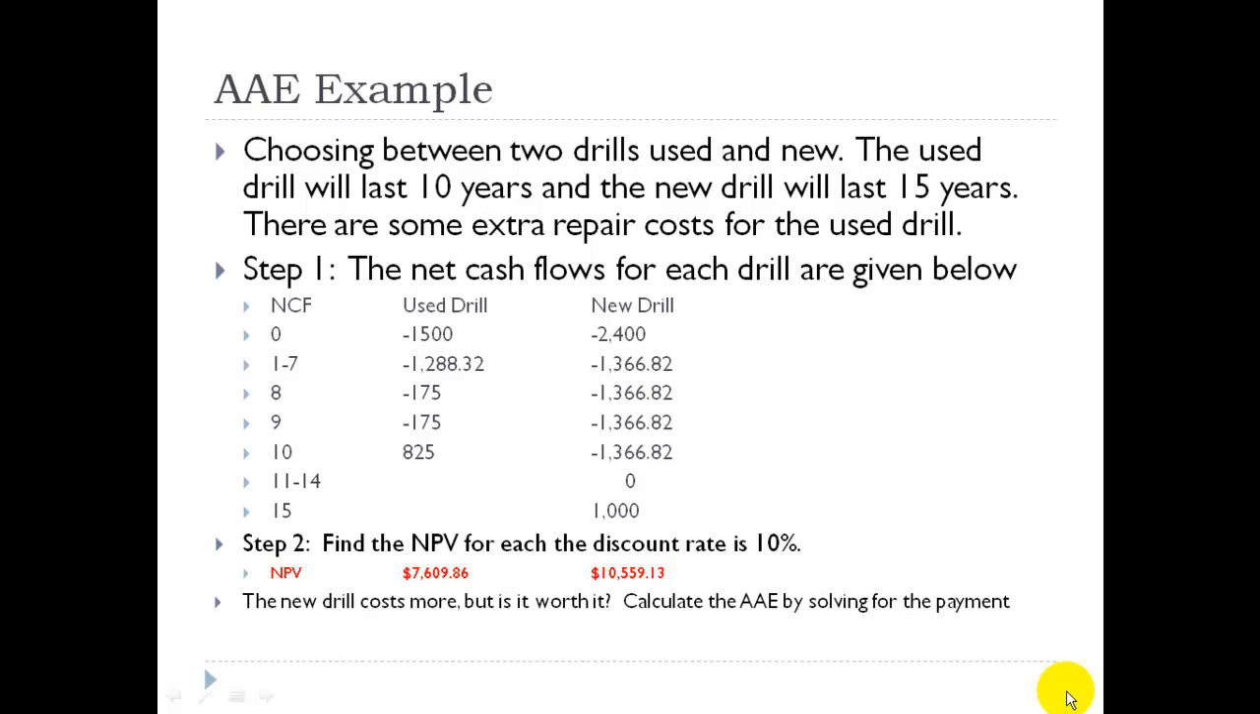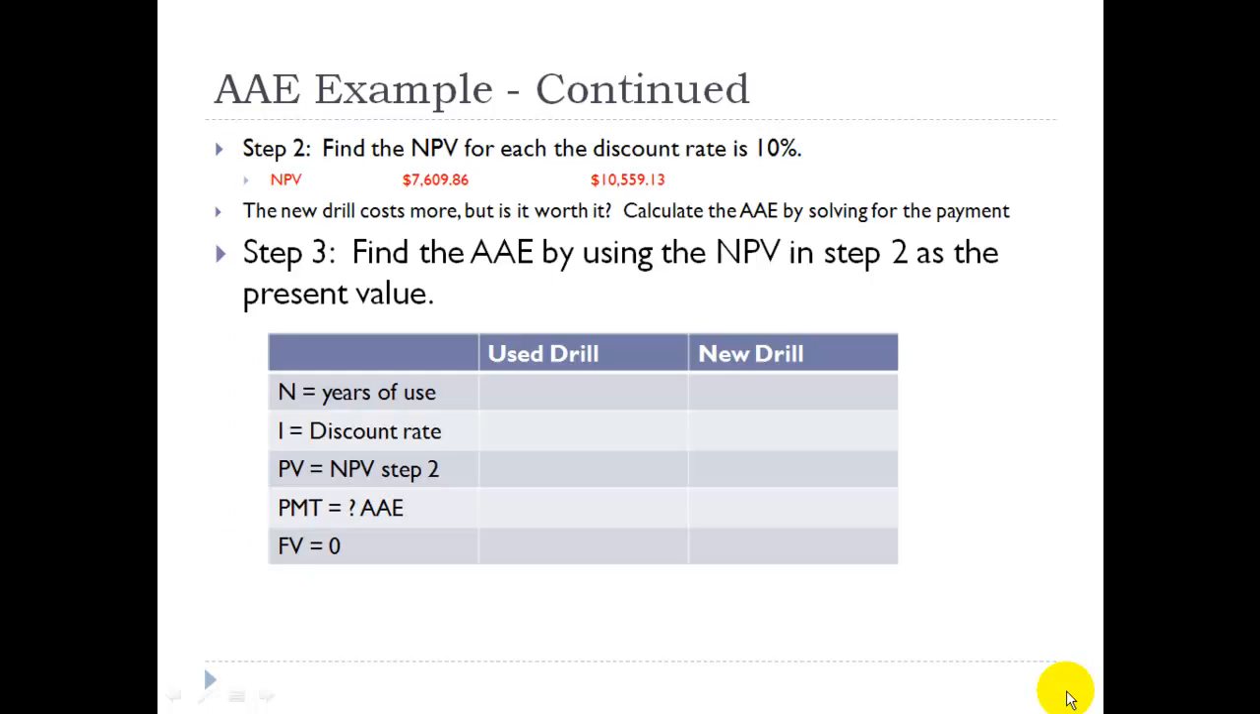And so we are going to calculate the annual annuity equivalent by solving for the payment. So we have our net present value, which is the present value, and so we need to find the annual annuity equivalent by solving here. And so you can pause this and go ahead and fill this in and solve it. And here's the information that you already knew. You knew the used drill was for 10 years, the new one was for 15. Our discount rate was 10% for both options. Our present values, the net present value you found in step 2 above. The future value is 0, and you're solving for the payment, which is going to be your annual annuity equivalent.